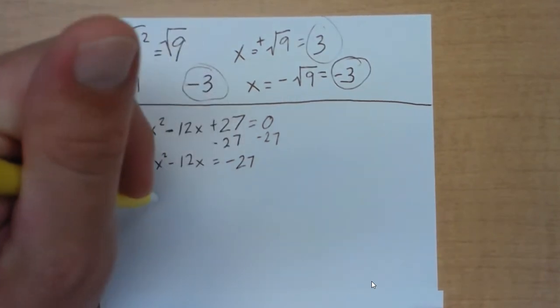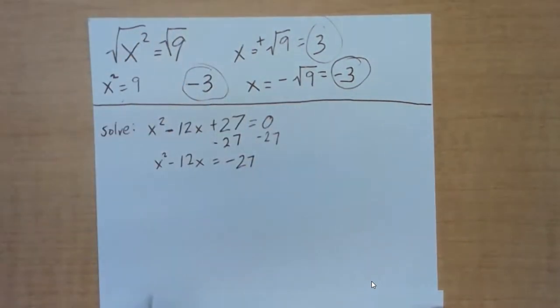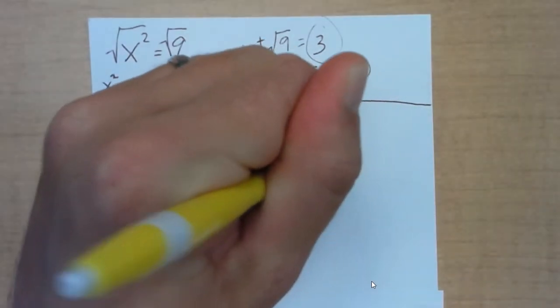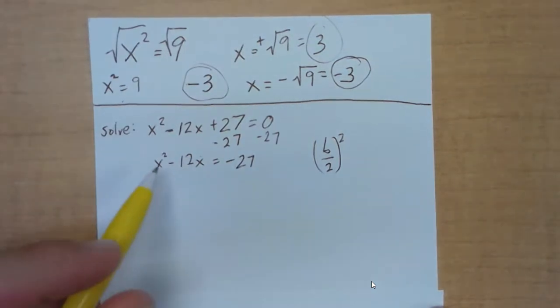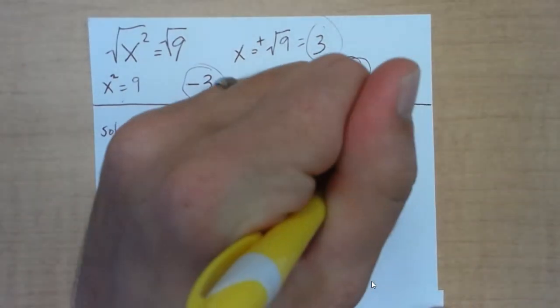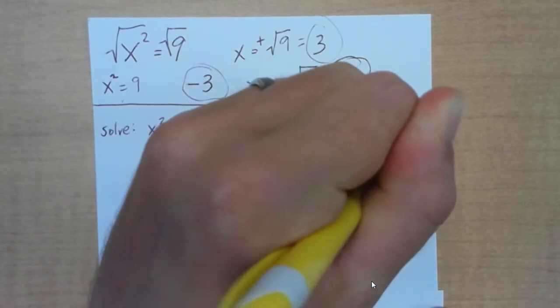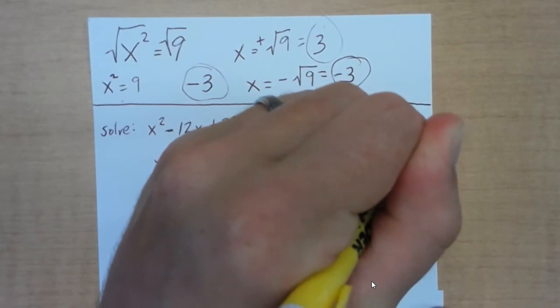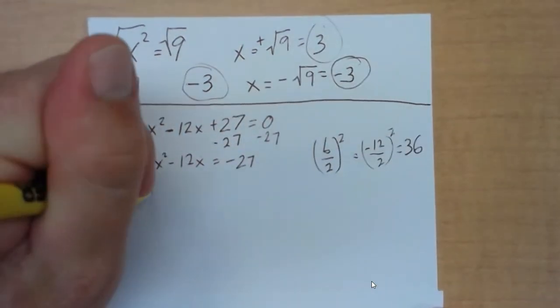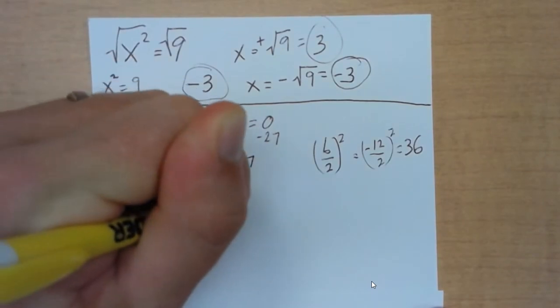Okay, and now I need to search for the term to add here to make a perfect square trinomial. That's where you do b over 2 squared. So b in this case is negative 12. Half of negative 12 is negative 6. Square that, and that gives you 36. So the missing part is 36.